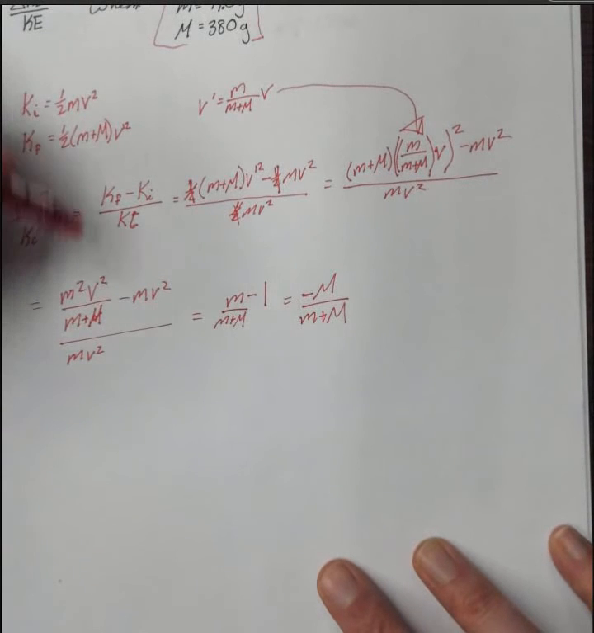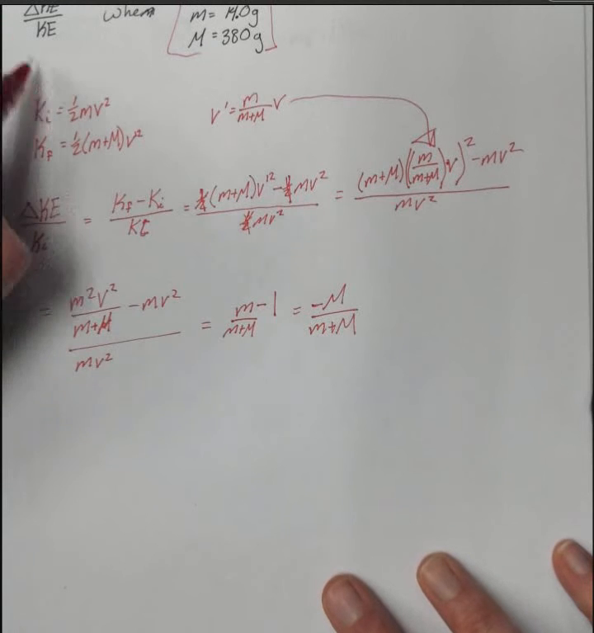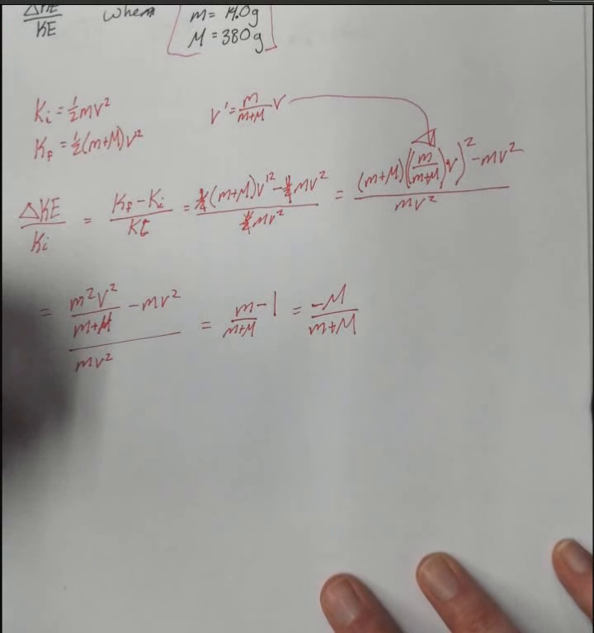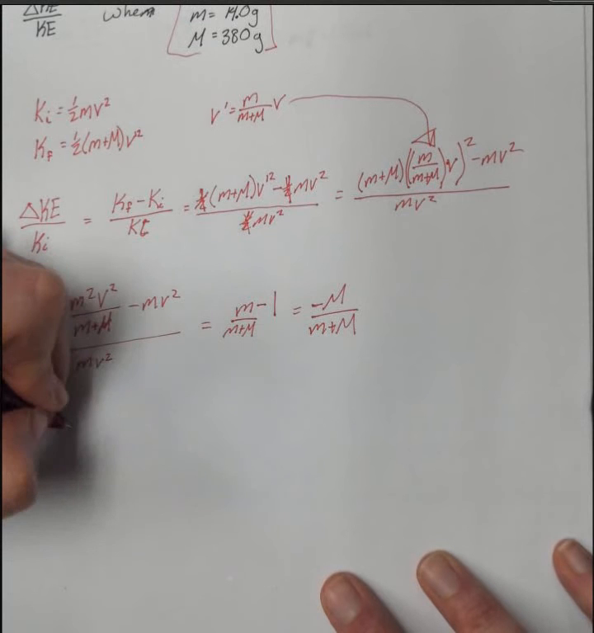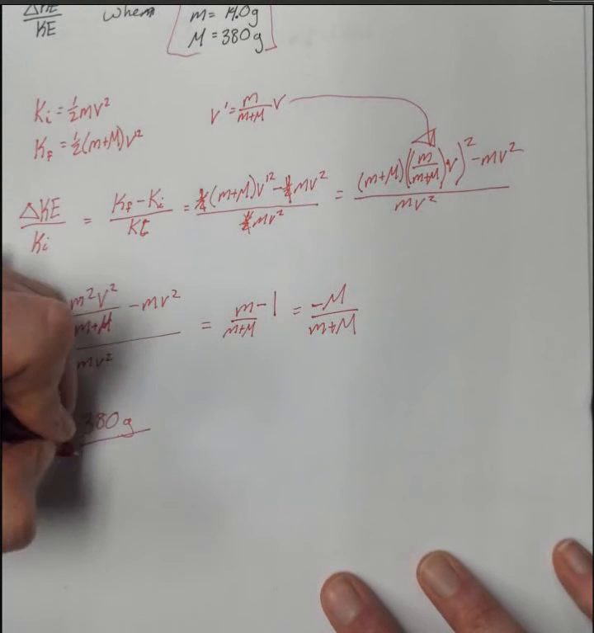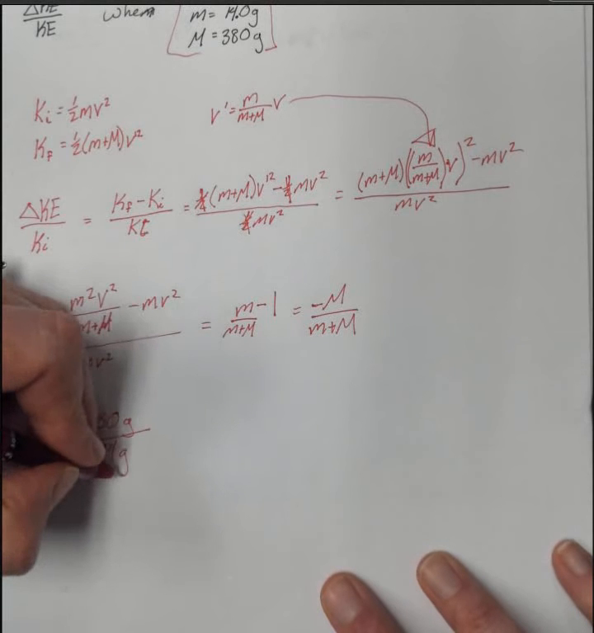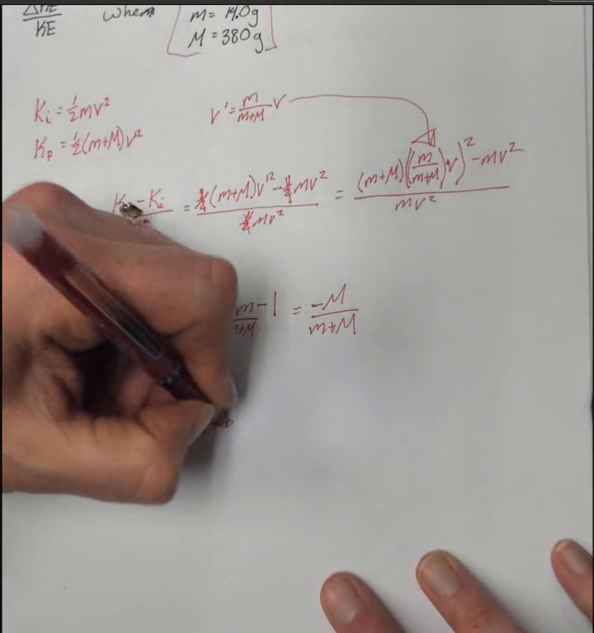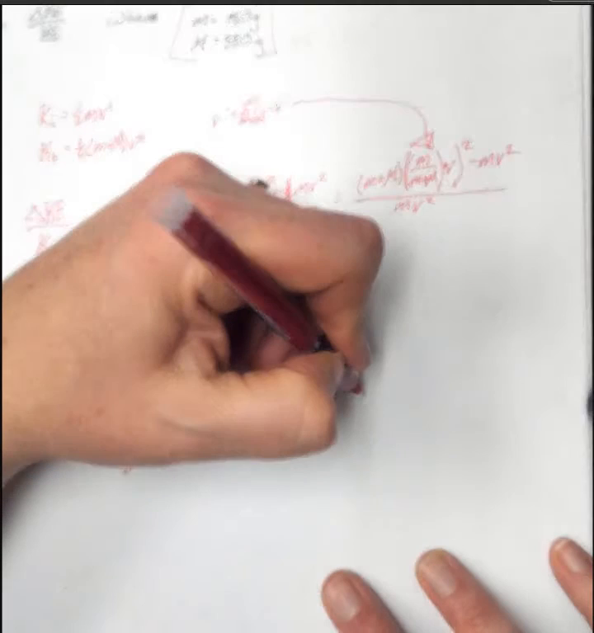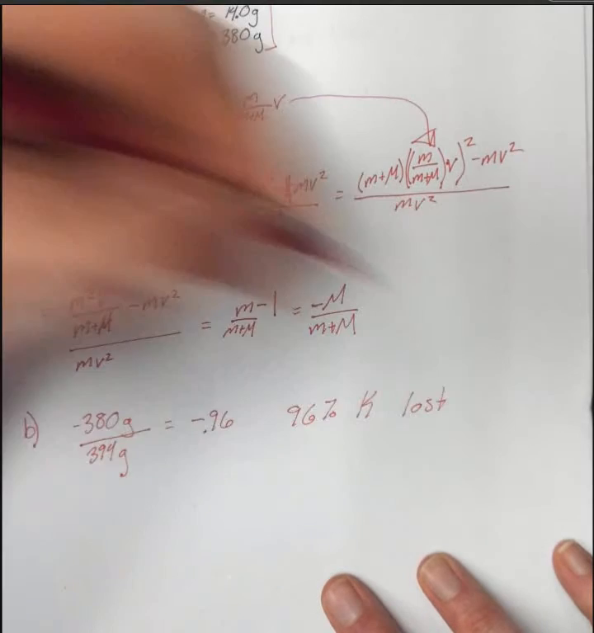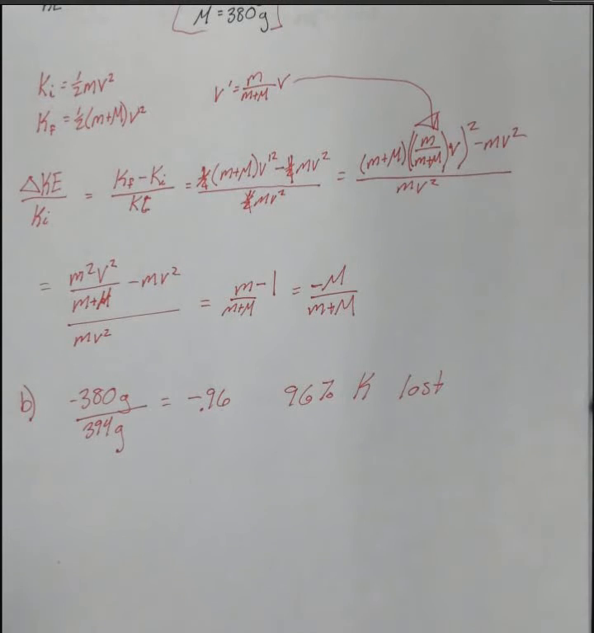Now we have our equation for the loss, the ratio of change in kinetic energy to the initial kinetic energy, and all we have to do is plug in our masses. For our given masses, we plug in negative 380 grams divided by m plus M, which is 380 plus 14, or 394 grams, which gives us the ratio of negative 0.96. That means 96% of all kinetic energy is lost during that collision. And remember, it's lost to other forms of energy. That gives you a great idea of how we can look at how kinetic energy changes and what ratio of kinetic energy we're actually losing when doing a problem like this.